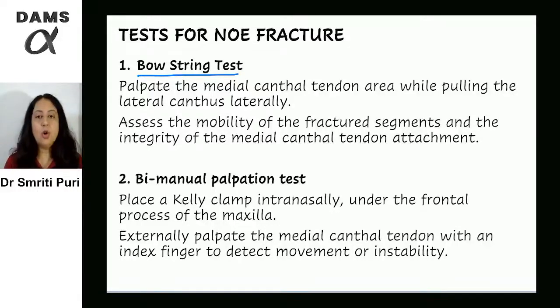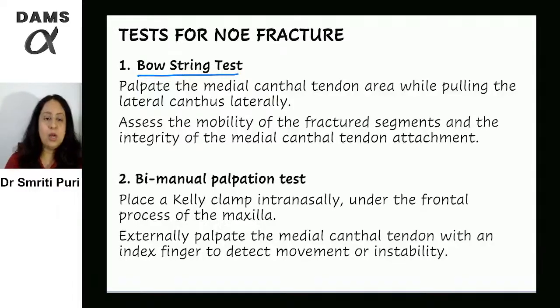I want all of you to do this for yourself. You will feel a resistance at the medial canthal tendon if it is intact. If it is not intact, if there's a NOE fracture or if it is detached from its canthal attachment, then you will feel the bone moving here at the medial canthal attachment, or you will feel loss of resistance. That is known as a bowstring test.